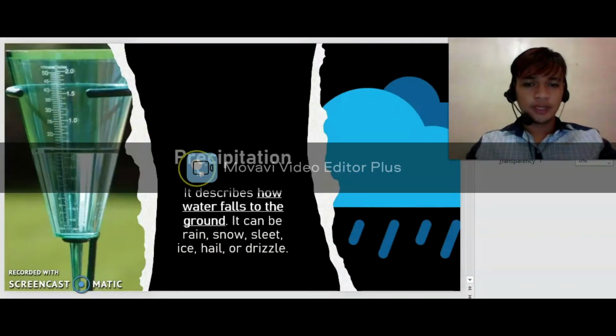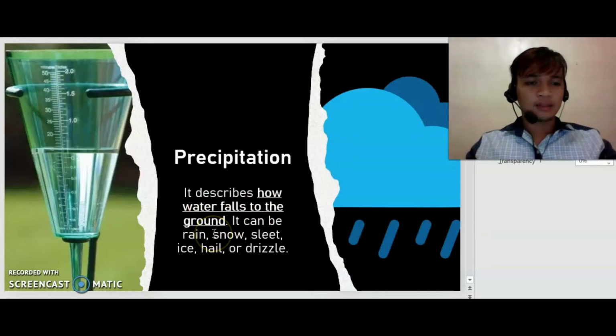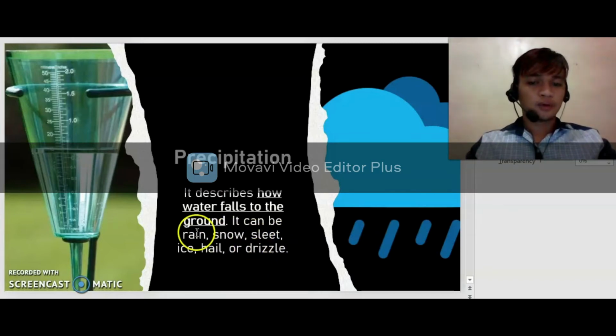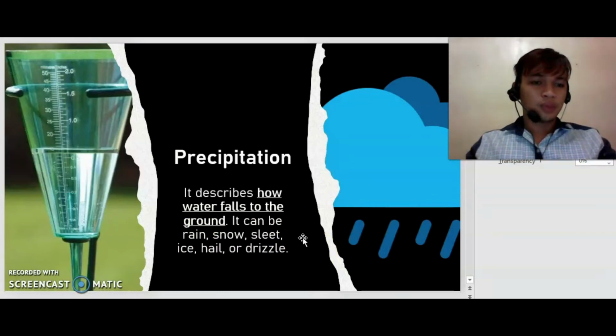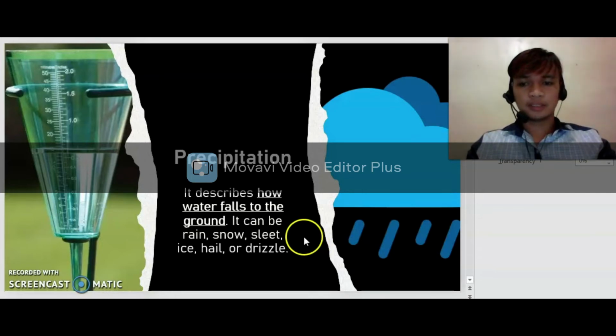Next, we have here precipitation. It describes how water falls to the ground. So the water can be in different forms, like rain, snow, sleet, ice, hail, or drizzle. So the water form depends on the temperature and the location where the water will fall. So if it is in the polar region, of course, we will expect an icy rainfall. So in the form of ice, hail, or drizzle.